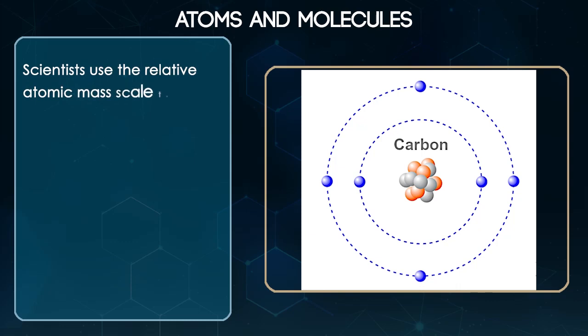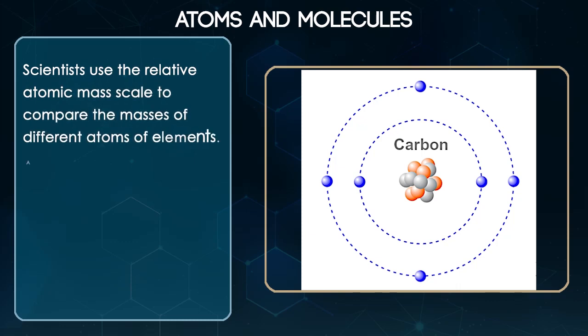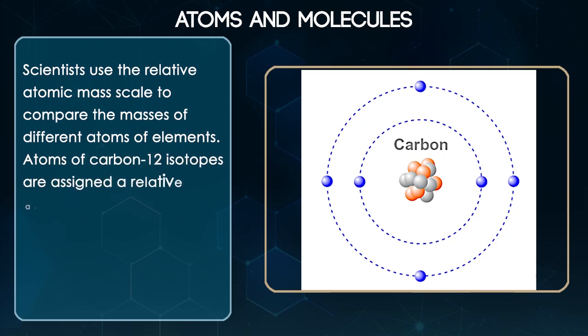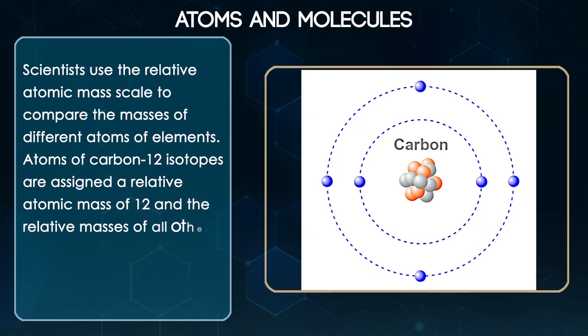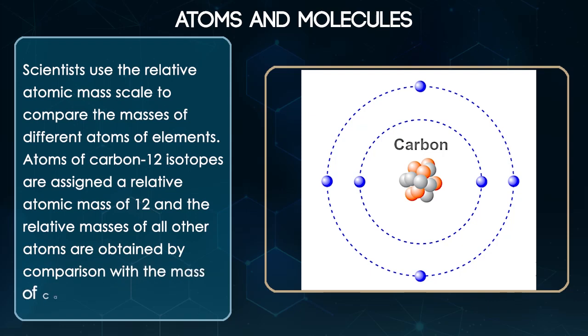Scientists use the relative atomic mass scale to compare the masses of different atoms of elements. Atoms of the carbon-12 isotope are assigned a relative atomic mass of 12, and the relative masses of all other atoms are obtained by comparison with the mass of a carbon-12 atom.